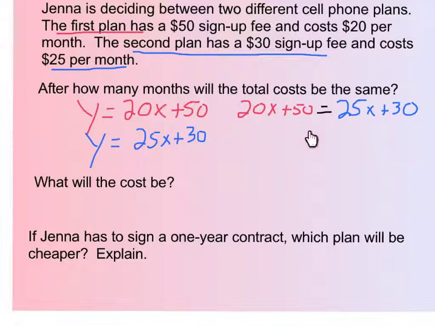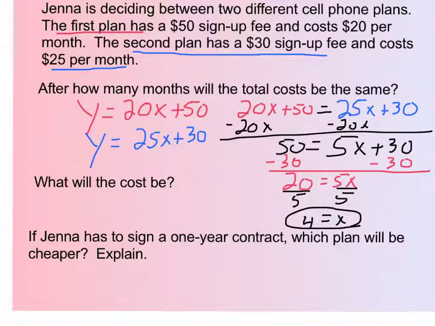Okay, so we substituted these values in for y. And now we're going to just solve this. So minus 20x from both sides. I ended up with x equals 4. And remember, once we have that, we're not done. We have to go back and find out what y equals. So we're going to plug 4 into one of our equations. How about this one right here? So 20 times 4 is 80, and then we're going to do 80 plus this 50. So 80 plus 50, we end up with 130.